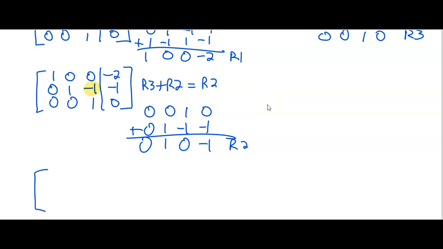And this only replaces the row 2. The row 1 stays the same. We have this row 2, and row 3 stays the same.